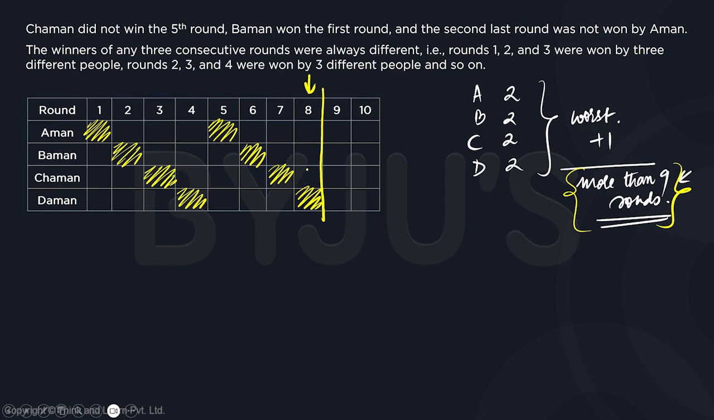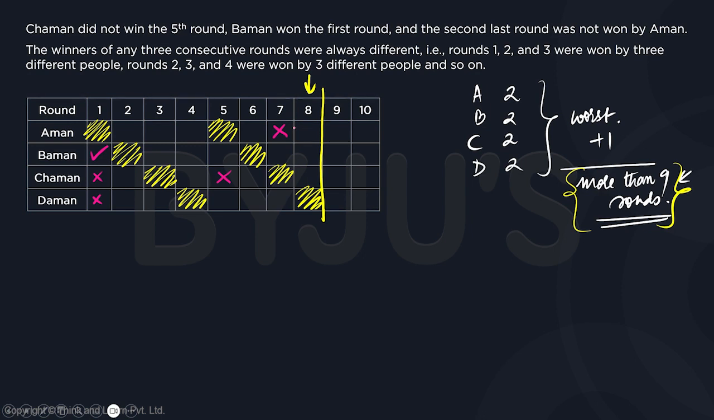The next part that we are aware of is Chaman did not win the 5th round. So Chaman did not win the 5th round. I'm going to put a cross here to denote C is not going to be the winner here. B won the first round. So I'm going to put a tick denoting he is going to be the winner of the first round. That means the others can't. And the second last round was not won by A. So the second last round, as in the 7th round, was not won by A.